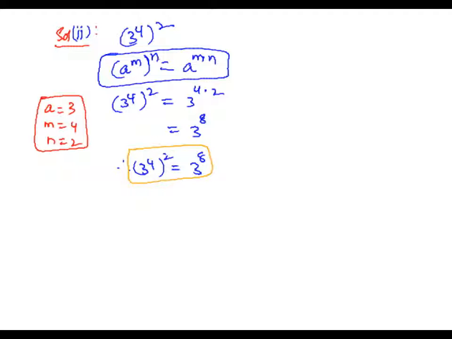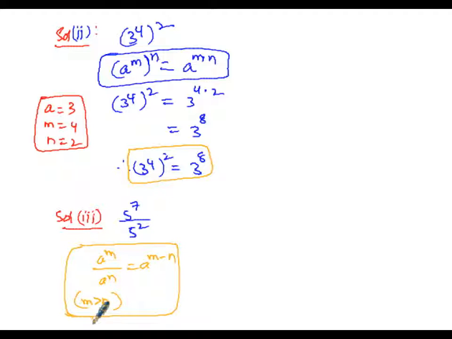Then our next solution, solution number 3, is 5 to the power of 7 divided by 5 to the power of 2. Here we can utilize one identity: a power m divided by a power n, where the condition is m is greater than n, is equal to a power m minus n. By utilizing this condition, we can write 5 power 7 divided by 5 power 2, where 7 is greater than 2. So a is 5, m is 7 and n is 2.